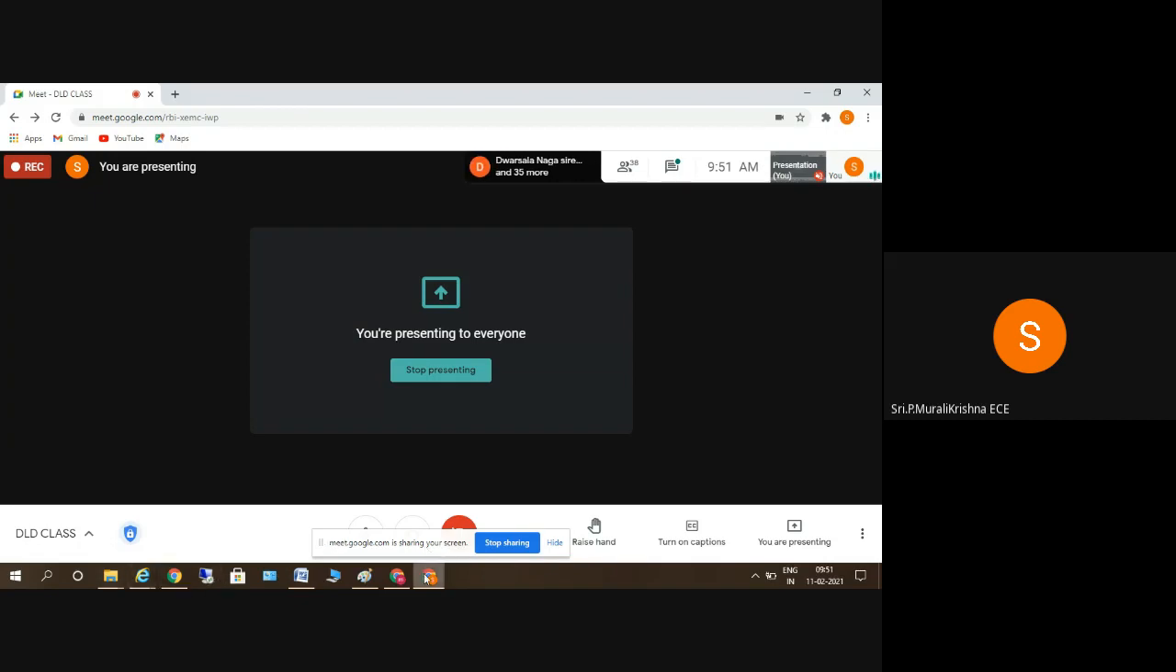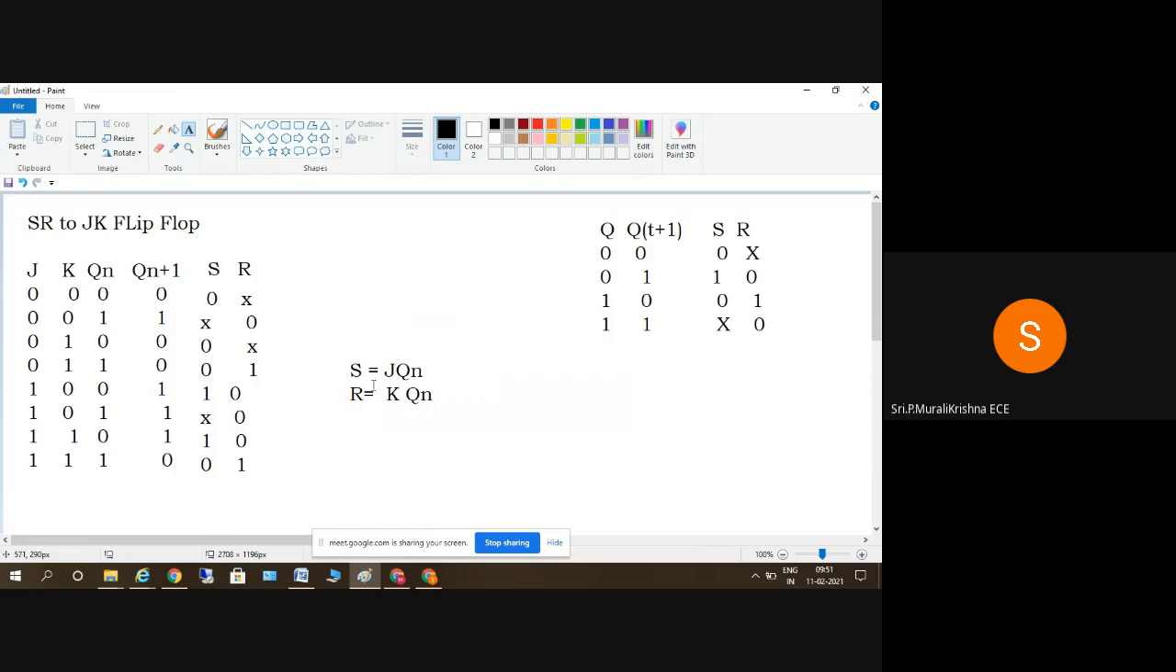Okay. So last class we stopped here. SR to JK. I told you that we'll get these equations. Have you done this? Have you drawn the diagram? So we'll see how it will come here.